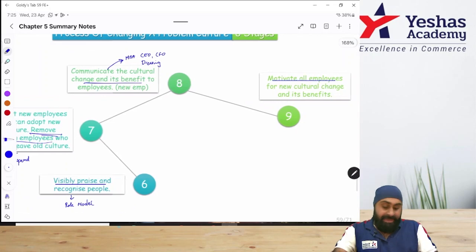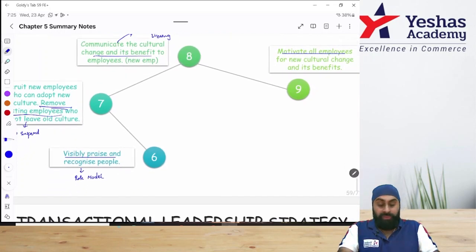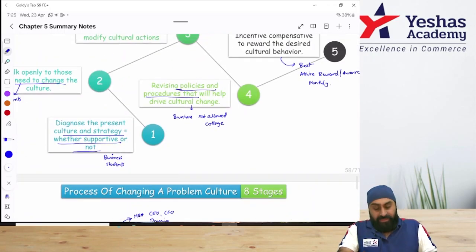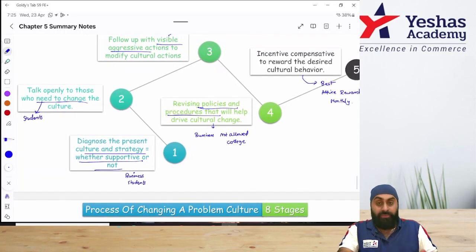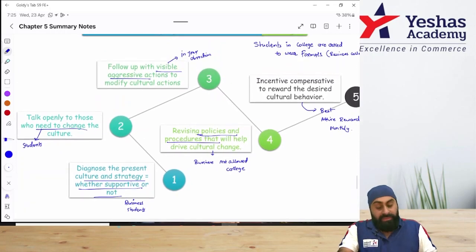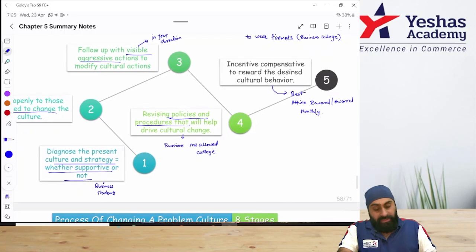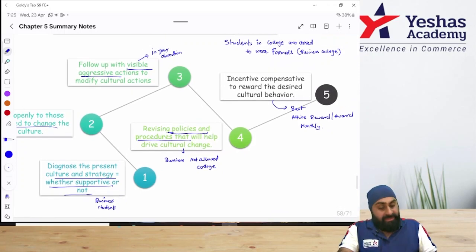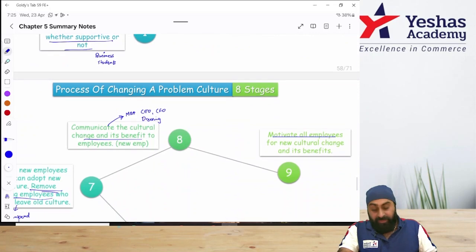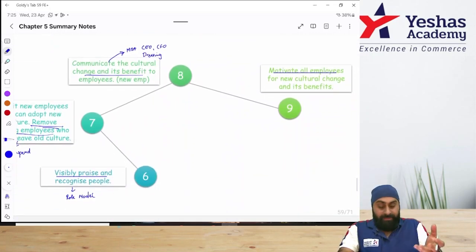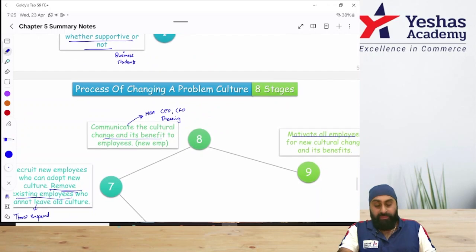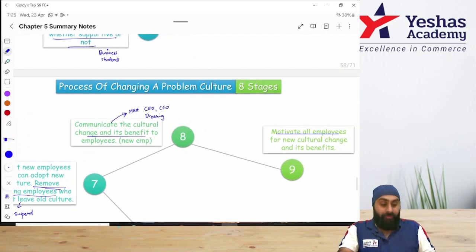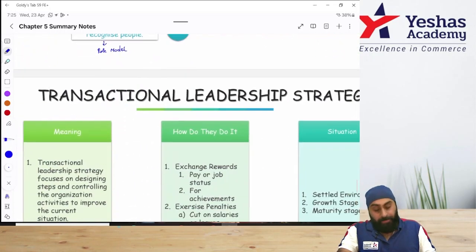So these are the steps that you need to follow for changing a corporate culture. First, diagnose whether it is accurately done or not. Talk openly to those who need to change. Visibly follow up with aggressive action. Revise the policy and procedures. Incentivize, compensation to reward the desired culture. Visibly praise, creating a role model. Remove people, suspend those students who are not able to do it. Communicate the benefit of it and motivate all the employees.